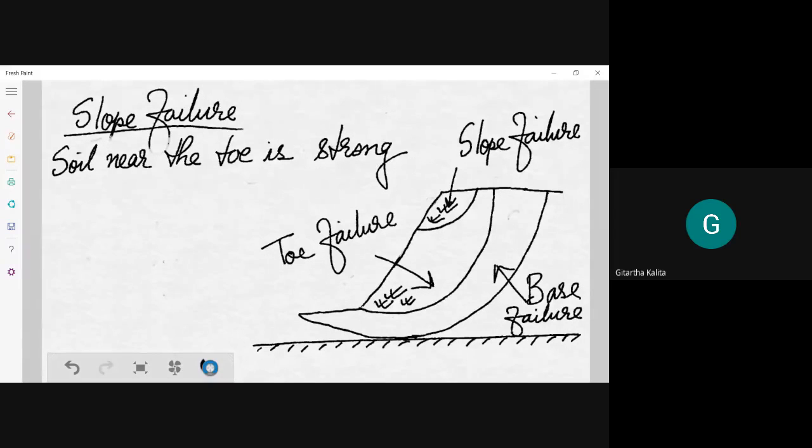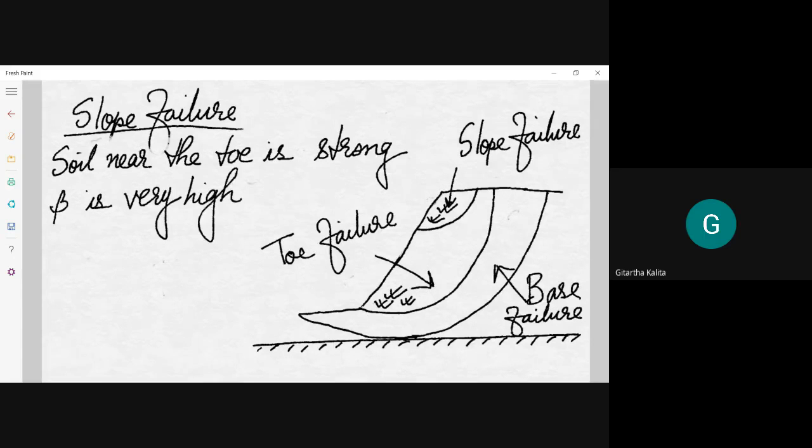And beta is very high. Beta means the angle of the slope is very high. We generally consider the angle of the slope as beta, so beta is very high. Beta is the angle of the slope. That is the thing that you have to understand.